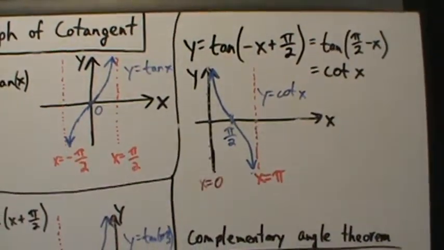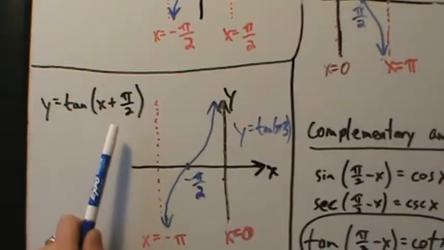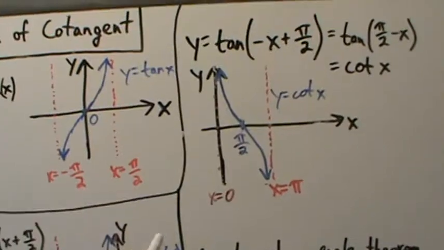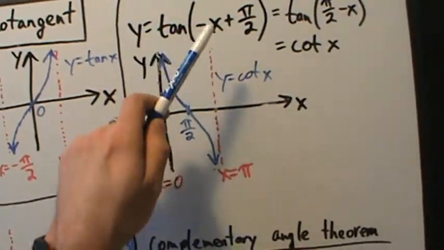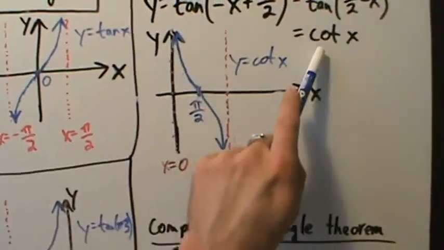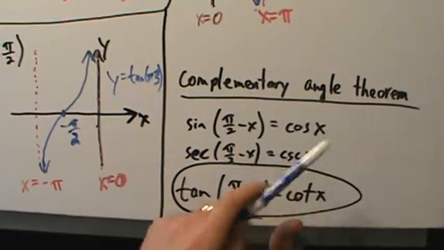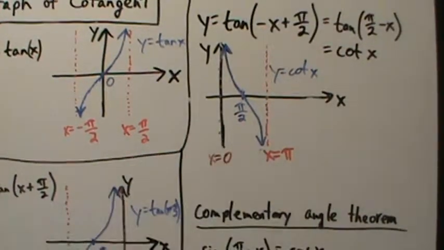Okay? And again, how do we get there? Well, we started with tangent. We shifted to the left pi over 2 units. We got that. Then we reflected over the y-axis with this negative in front of the x. And then we used the fact that negative x plus pi over 2 is pi over 2 minus x. Tangent of pi over 2 minus x is cotangent from the complementary angle theorem that we talked about several videos ago. And then that's our graph here.